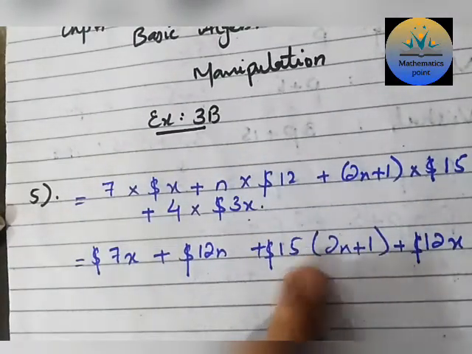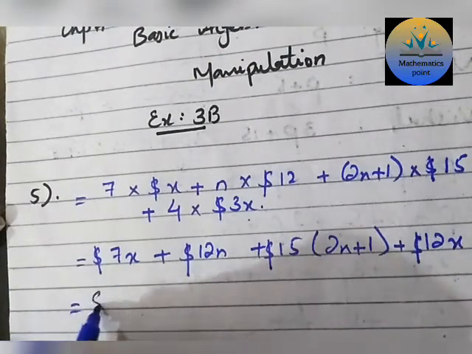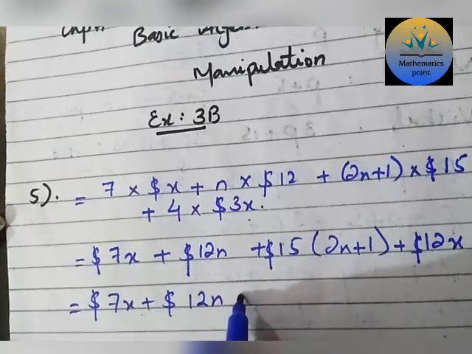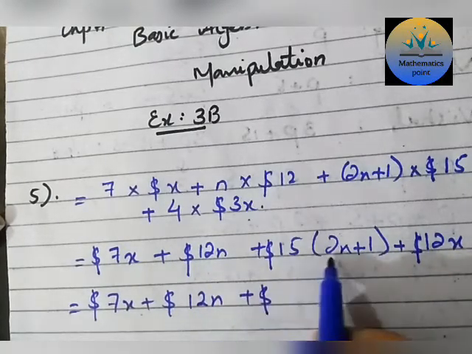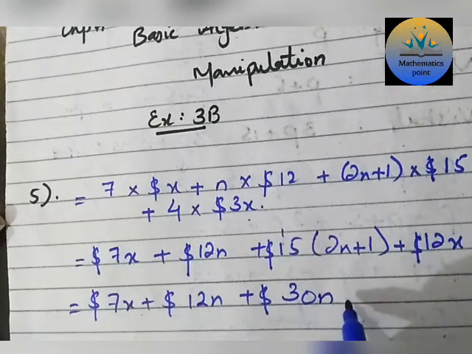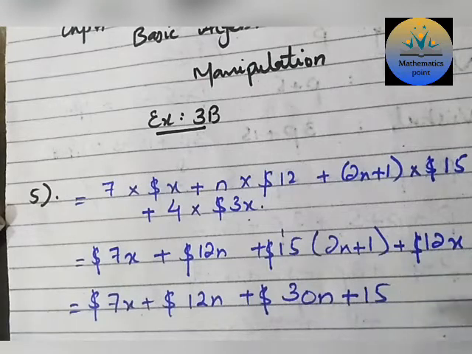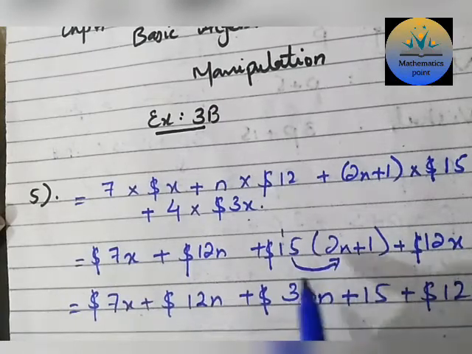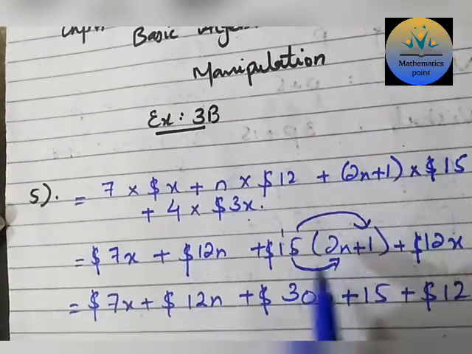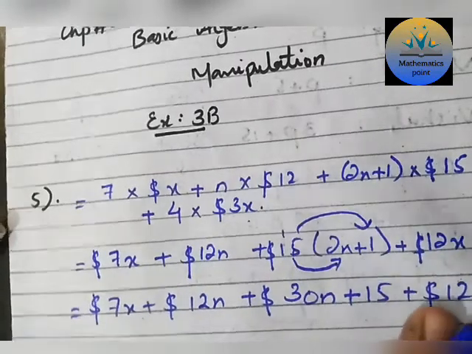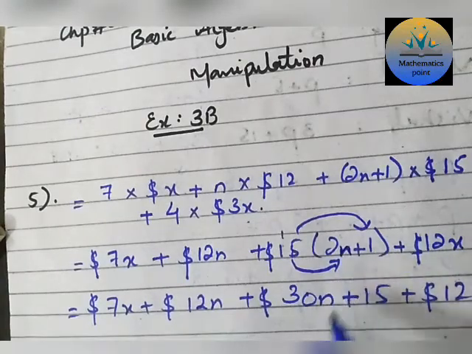So now first we remove this bracket. $7x plus $12n plus dollar. Now 2 fives are 10, so you want to get it, 2 fives are 10, plus 30n plus 15 plus $12x. Okay ji, I just multiply 15 firstly with the first term and then with the second term. 2 into 15 is 30, and then 15 ones are 15, and this is the n, so I just write 30n.